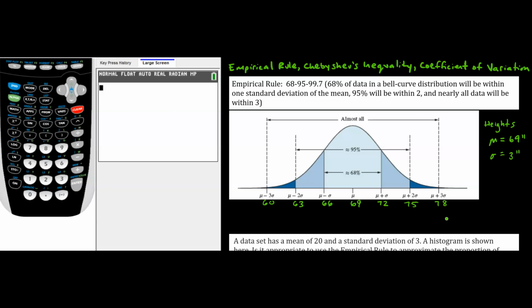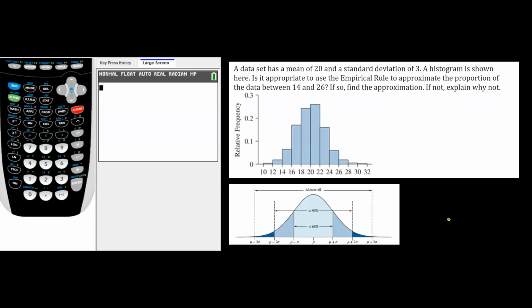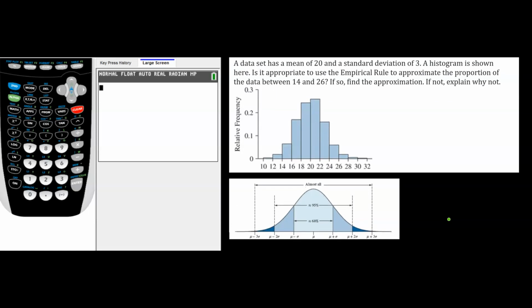Okay, let's take a look at another example applying this empirical rule. So in this one, it says a data set has a mean of 20 and a standard deviation of 3. A histogram is shown here. Is it appropriate to use the empirical rule to approximate the proportion of the data between 14 and 26? If so, find the approximation. If not, explain why not.